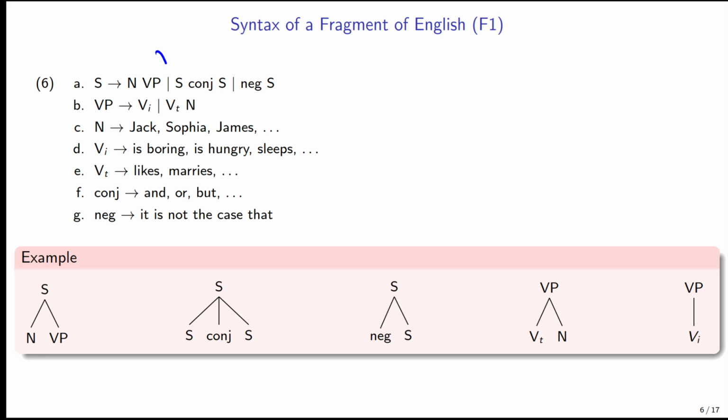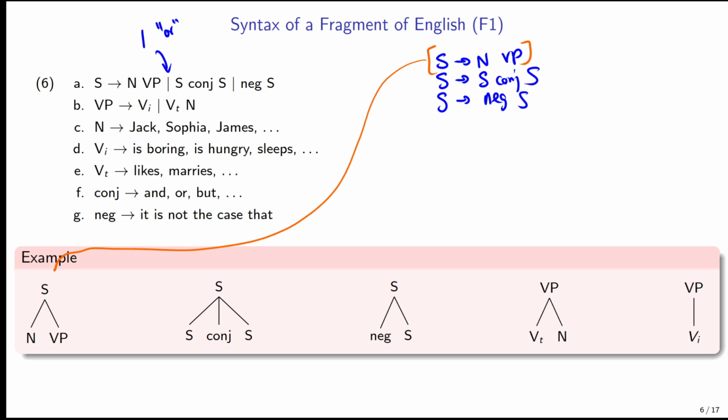First, what I want to point out is we see this little bar between things. This just means or. So the first one says S can be broken up into a noun and a verb phrase, or S can be broken up into two sentences with a conjunction in the middle, or S can be broken up into a negation and an S. So these are all of our rules. And what we see is that these are associated with tree structures. So as you can see, S going to N and VP would look like this left branch or left tree. S going to S conjunction S would look like this second one.